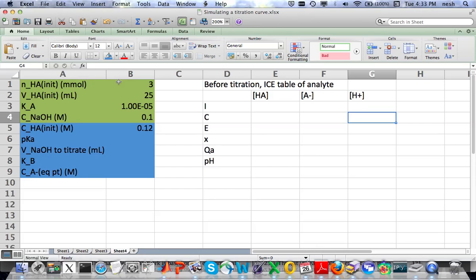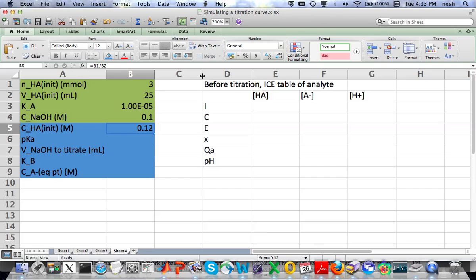Okay, assuming you're back. Here, in my particular case, I'm saying that I've got 3 millimoles of the HA in the analyte solution, and it's in 25 mL. That's the analyte solution volume. Ka for my weak acid is 1 times 10 to the minus fifth, and the concentration of the titrant is 0.1 molar.